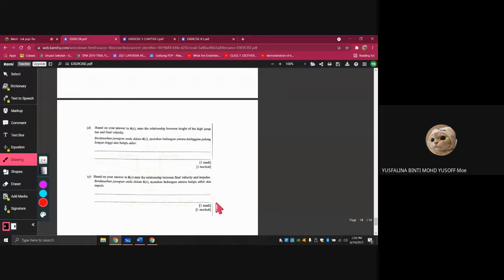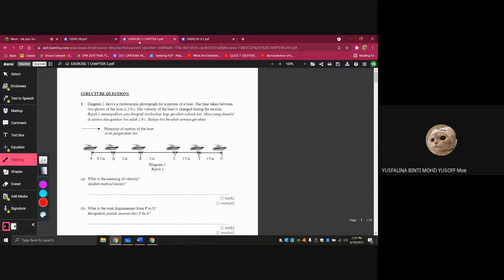You can put the graph relationship also in the comparison for paper 2. But in paper 3, when they ask you the relationship of the graph, you cannot put higher or lower. You have to put directly proportional or increasing linearly. I will see how you answer in paper 3 later. Alright, we move on to the next chapter.